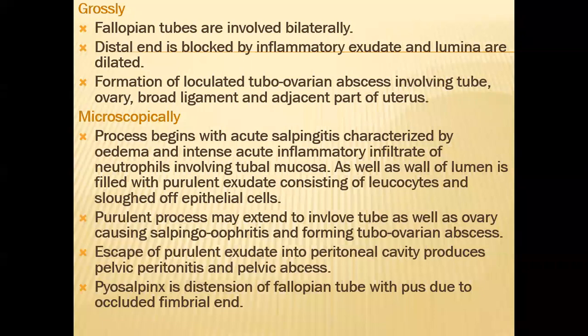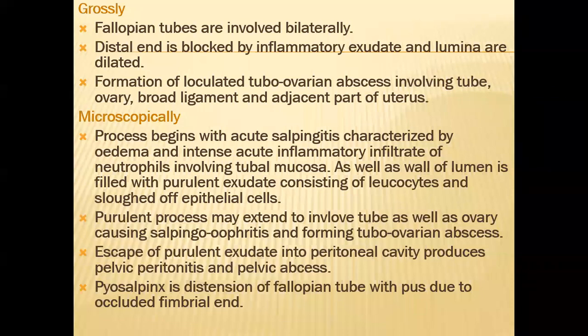Microscopically, the process begins with acute salpingitis, characterized by edema and an intense acute inflammatory infiltrate of neutrophils involving the tubal mucosa as well as the wall. The lumen is filled with purulent exudate consisting of leukocytes and sloughed epithelial cells. The purulent process may extend to involve the tube as well as the ovary, forming a tubo-ovarian abscess. Escape of purulent exudate into the peritoneal cavity produces pelvic peritonitis and pelvic abscess.